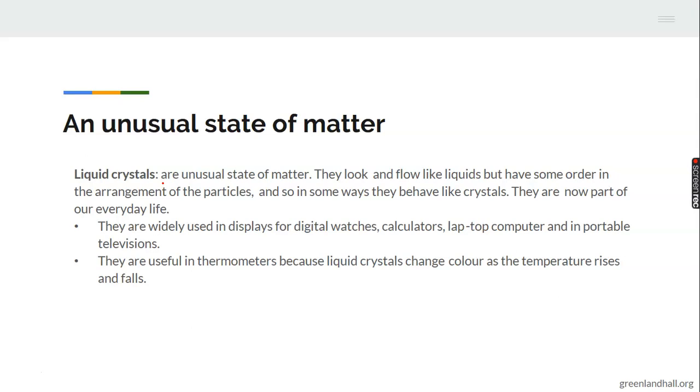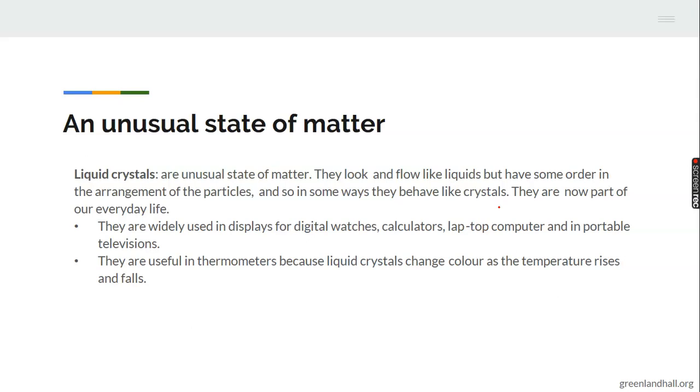They are unusual because of the way they change their own states. Okay, let me just read it to you right away. Liquid crystals are unusual states of matter. They look and flow like liquids, but because of something in the arrangement of the particles, in some ways they behave like crystals. Okay, they are liquid, but they behave like a solid, kind of.